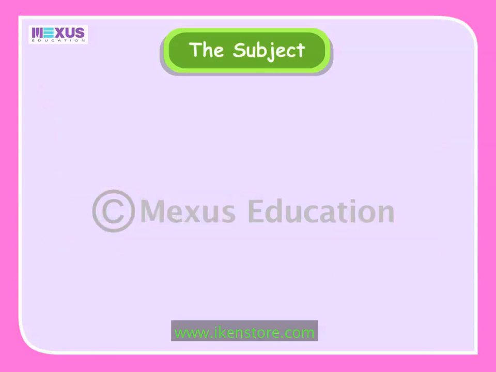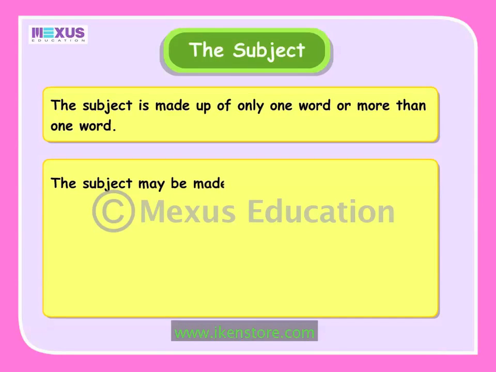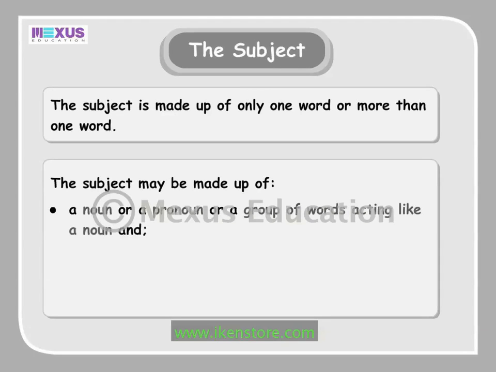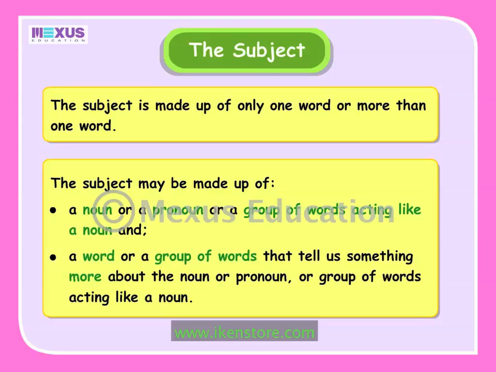If we look at the subject a little more closely, we can see that the subject is made up of only one word or more than one word. The subject may be made up of a noun or a pronoun or a group of words acting like a noun and a word or group of words that tell us something more about this noun or pronoun or group of words acting like a noun. Let's take a closer look at this with the help of a few examples.